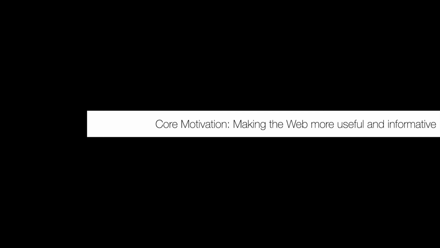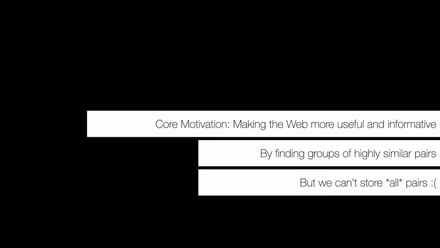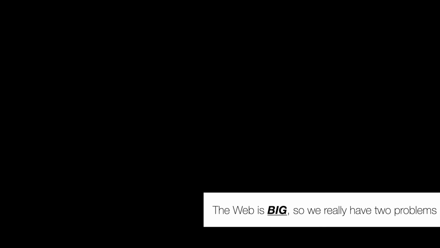So when we go back to our core motivation, remember the goal here is to find groups of highly similar pairs. But since we can't store all pairs of nodes, we have to do something different, or we have to find some ways to be clever about where we want to evaluate similarity. The web is a vast place, and most things of interest on the web have many features, and there are many elements of things that we want to analyze or that we want to understand.